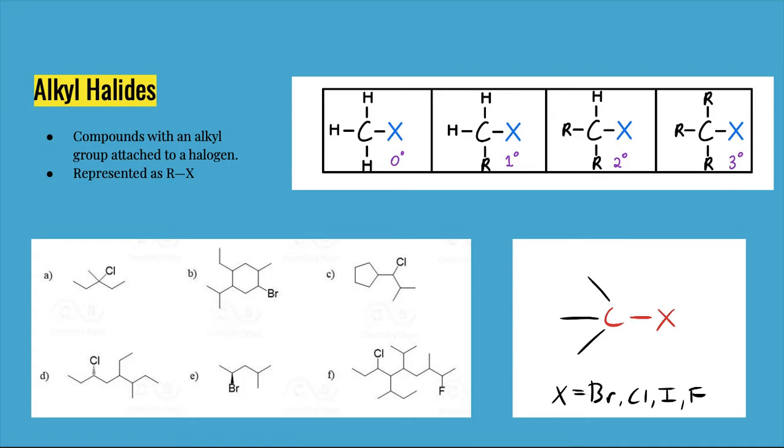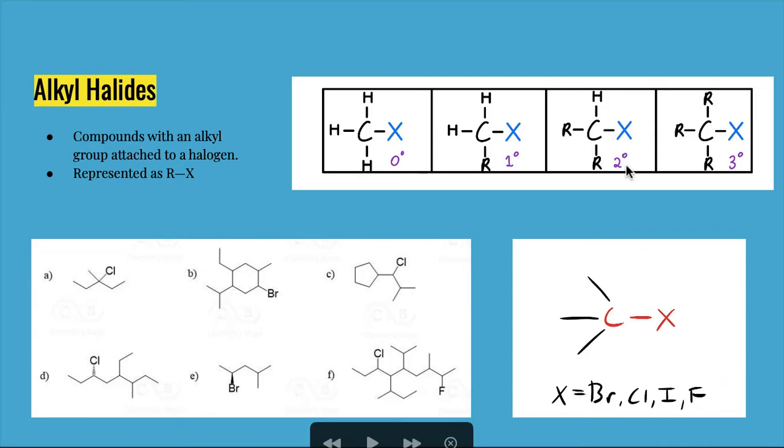So, okay, now we're going to move on to the group with the CZ single bonds. So, again, the first type that we're going to talk about is alkyl halides. Alkyl halides are basically compounds that have an alkyl group attached to a halogen. And remember, a halogen is the column of compounds that you see right beside the noble gases, so fluorine, chlorine, bromine, iodine, and so on.